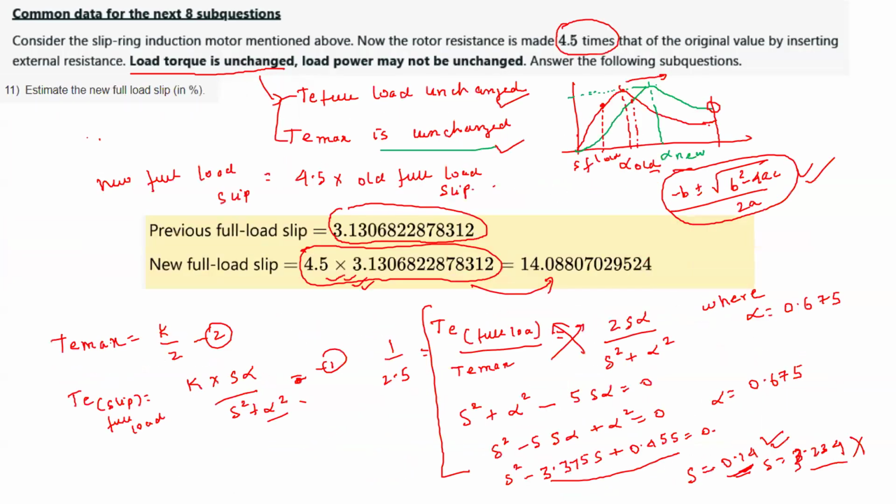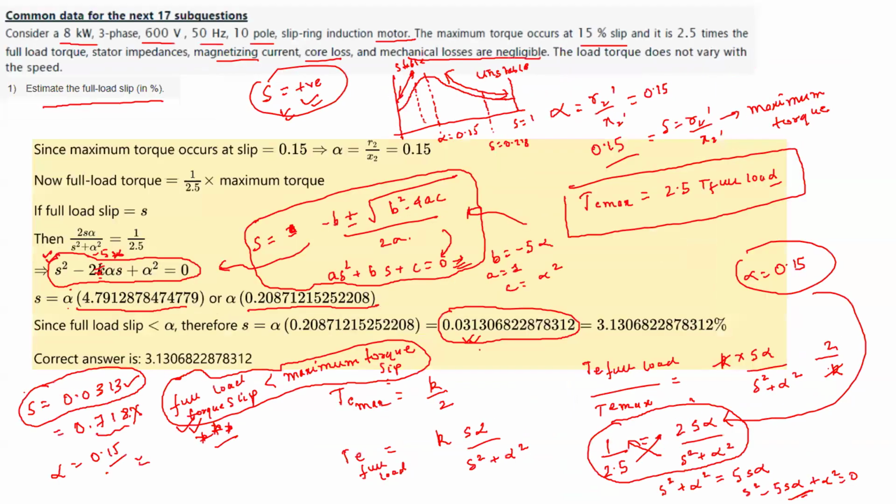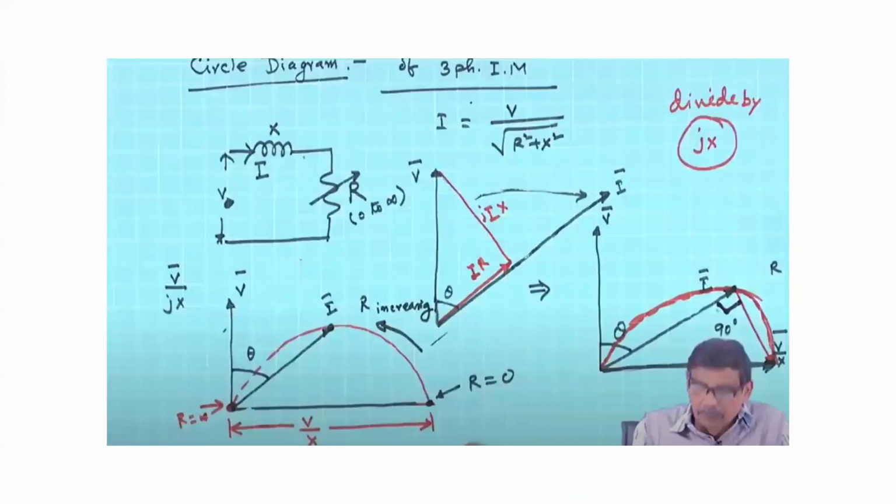Now I'll quickly discuss the circle diagram. In the circle diagram, we basically want to plot how the current phasor will vary with respect to the supply voltage phasor. Let us say we have some random RX circuit. Then we will extend this discussion to our induction machine rotor side. But for now, let us say we have some circuit with R and X value like this. This R is variable, varying from 0 to infinity.